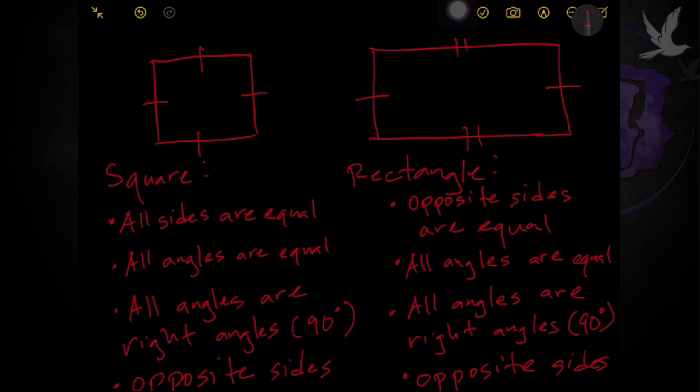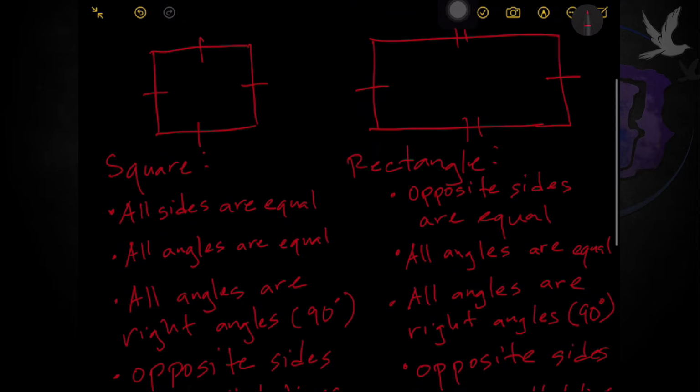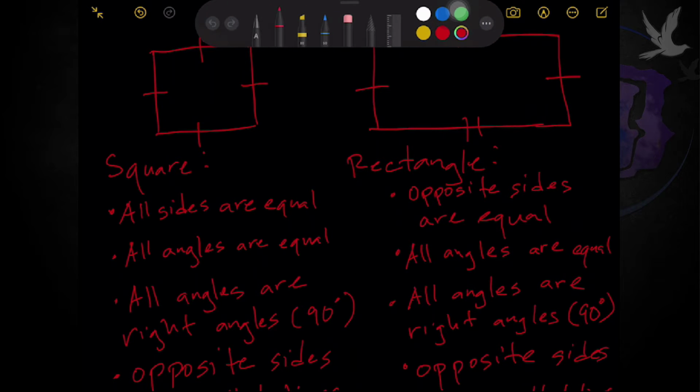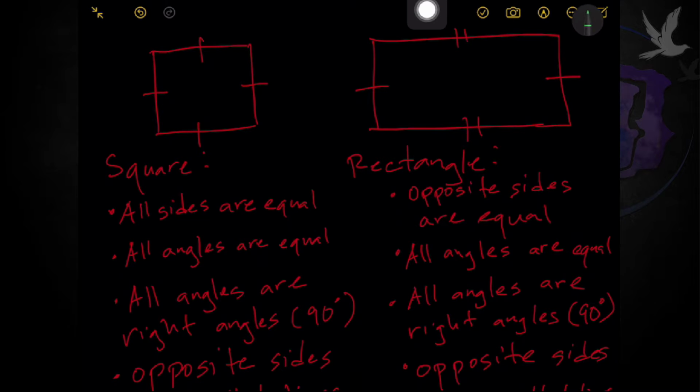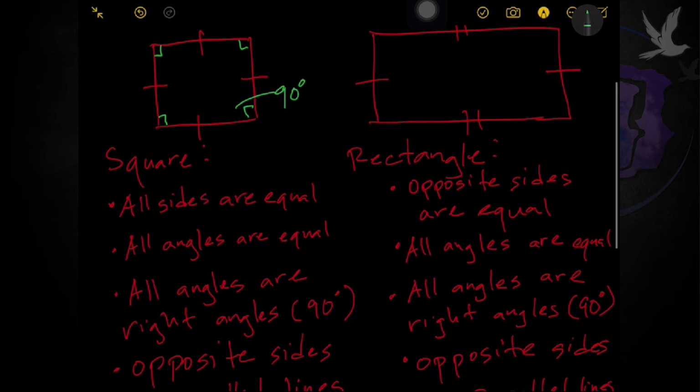Properties of a square: all sides are equal. All angles are equal. All angles are right angles. Okay, ano ba ibig sabihin ng right angles? If you can still remember our lesson, no? Right angles are angles that form those tiny little squares at the corner. And this basically represents that this measures 90 degrees.